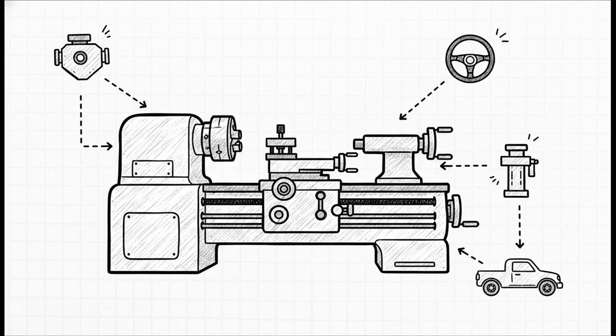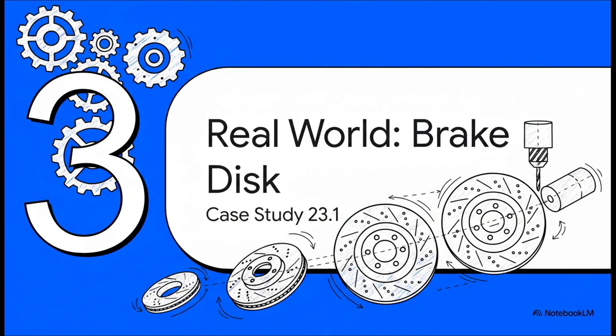Think of the lathe exactly like a high-performance vehicle. The bed is the heavy cast iron chassis that absorbs all the vibrations. Then you have the headstock. That's the engine driving the rotation and transferring power straight to the spindle. Over on the other side, the tailstock provides critical stability for long parts so they don't dangerously whip around. And finally, the carriage. That acts as the steering mechanism, smoothly guiding the cutting blade exactly where it needs to go. Section 3, Real World, the brake disc.